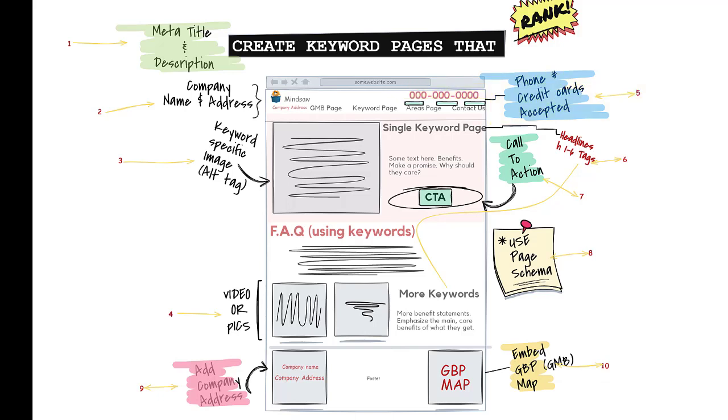Now, underneath the phone number, add what credit cards you take. American Express, Discover, Visa, whatever credit cards. Add the credit card symbols underneath your phone number.